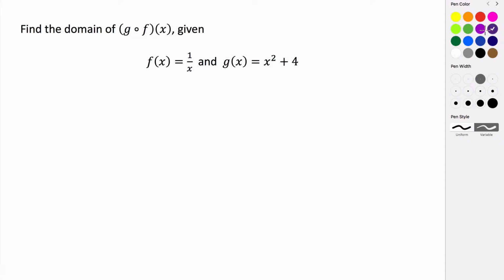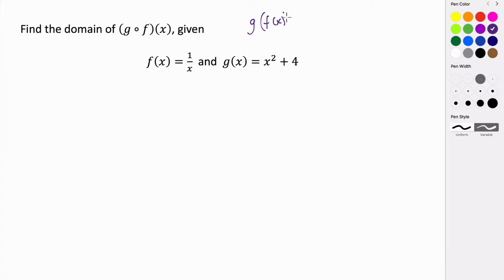For this example, we want to find the domain of this function, g of f of x, when we're given that f of x is 1 over x, and g of x is x squared plus 4. So we're finding the domain of g of f of x.